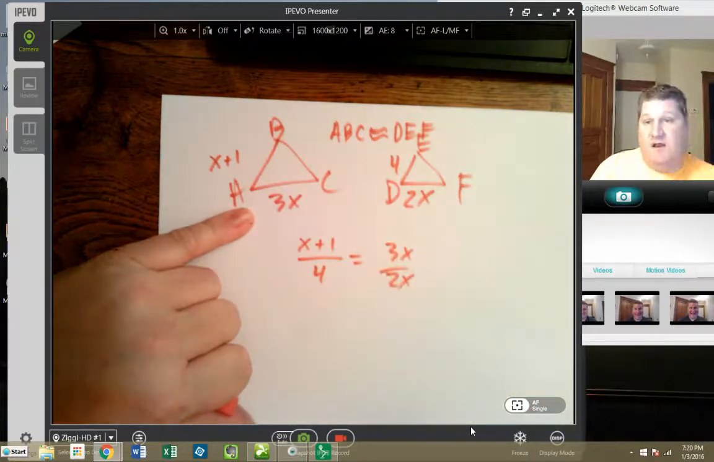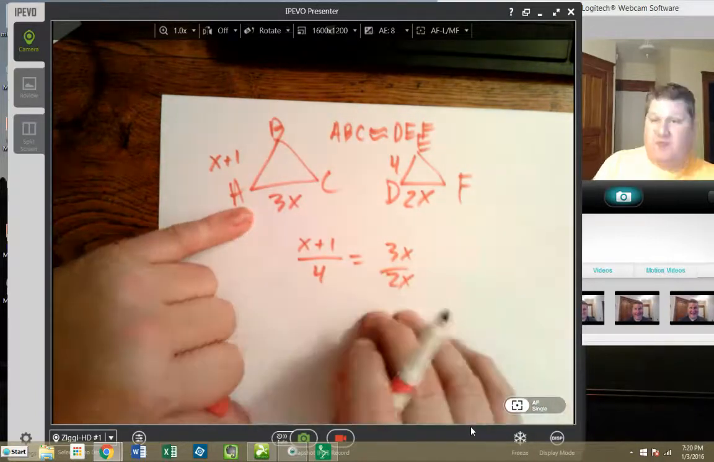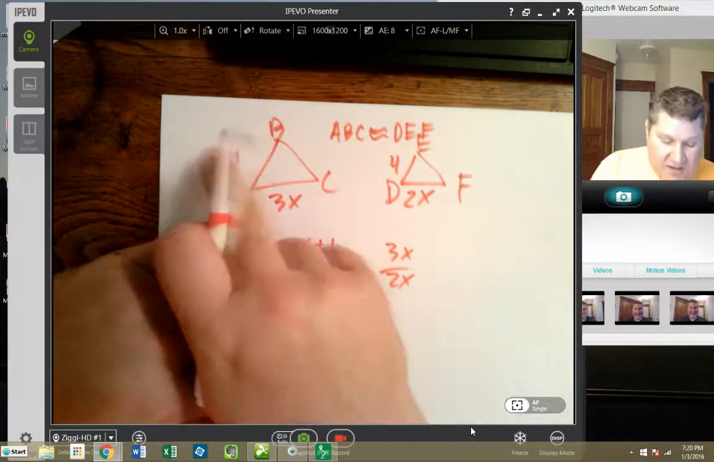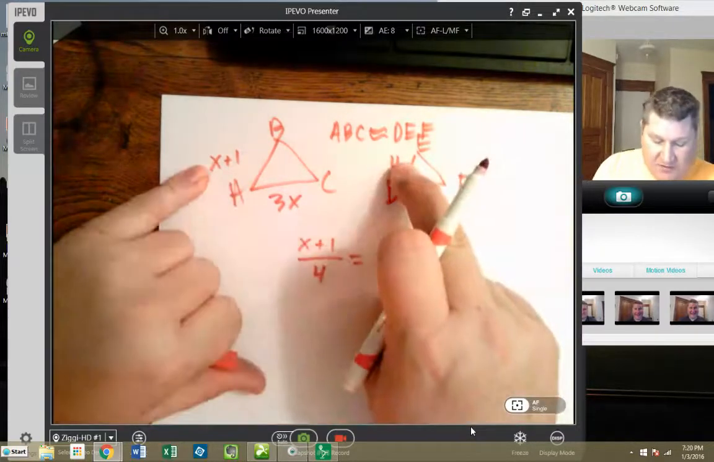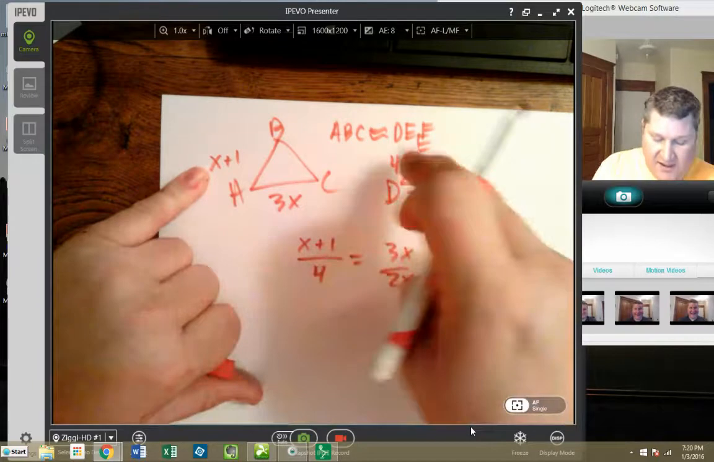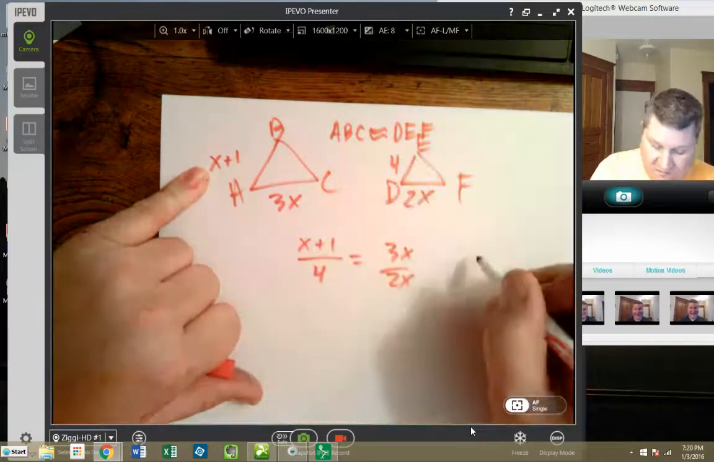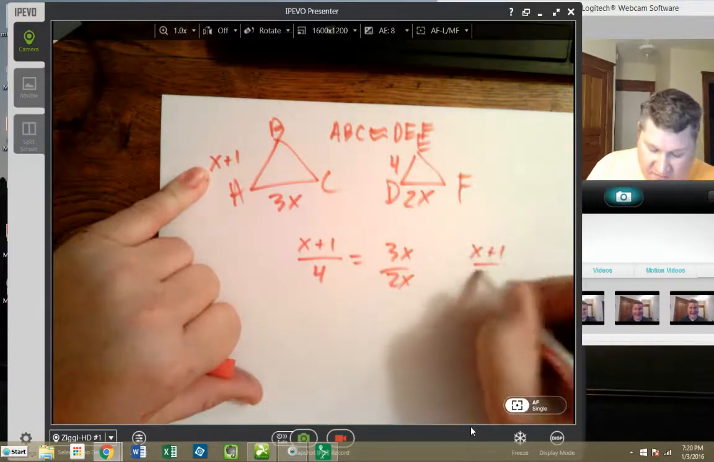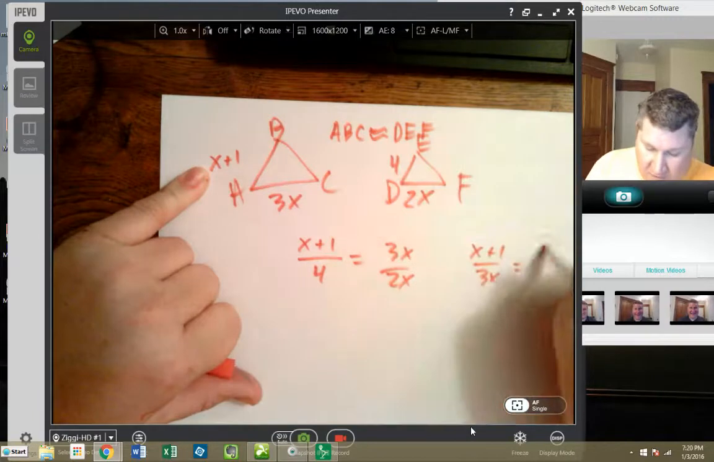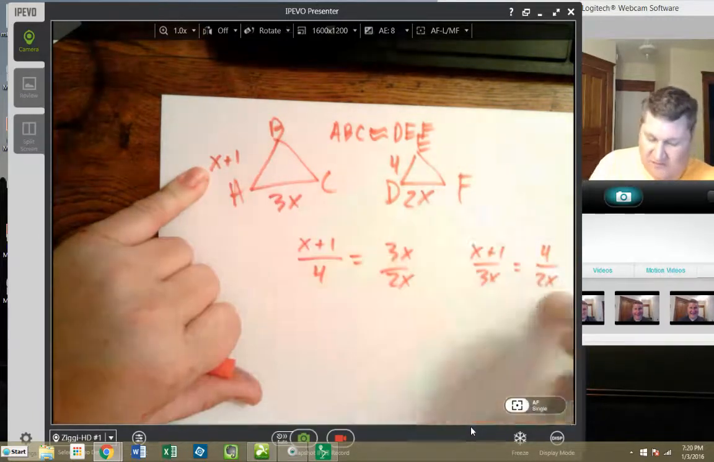Now that's one way to write it. By the way, we could write a proportion multiple different ways. Instead of comparing here to here, like terms, could I compare side to side and the same side to side order? So I have x plus 1 is to 3x as 4 is to 2x. This to this, this to this. Yes, it works the same way.